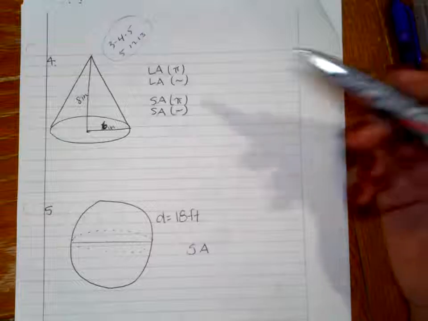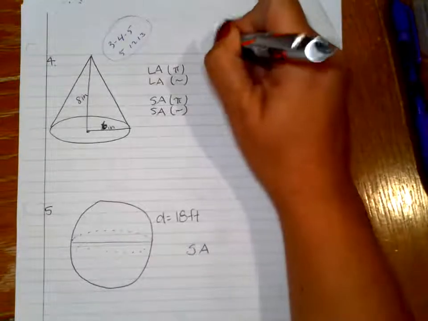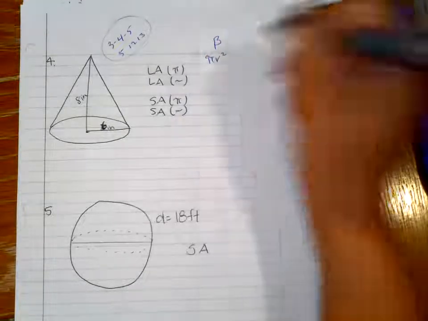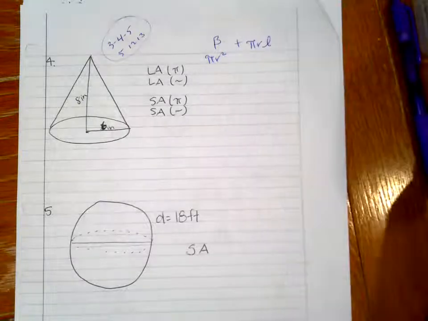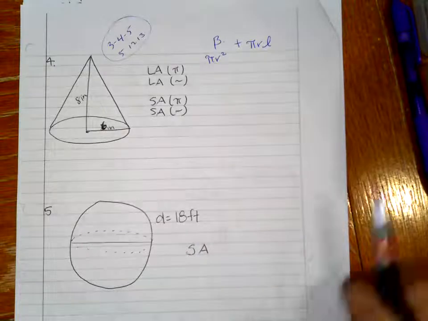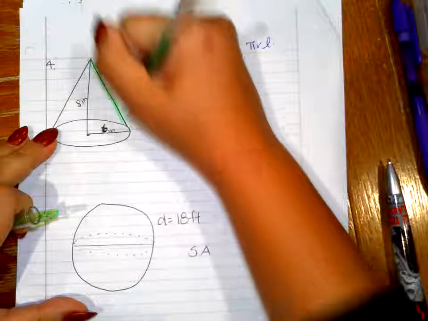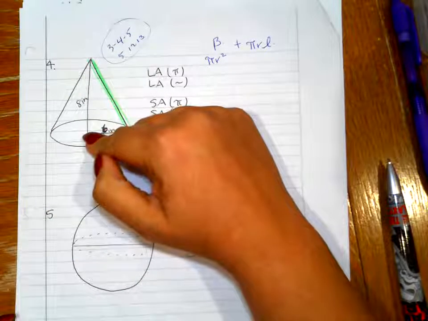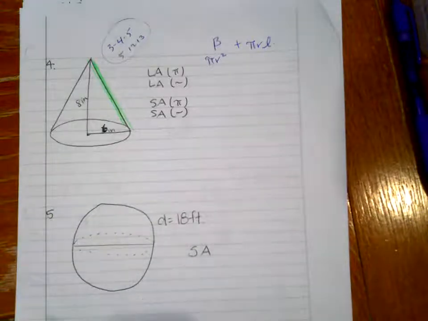So for a cone, we have the big B again. That's the area of the base. So pi r squared plus pi r L. And remember, L is slant height. So here's the deal with this one. You weren't given the slant height. That's the slant height right there in green. I was only given the actual height right here. Long way: use the Pythagorean theorem.